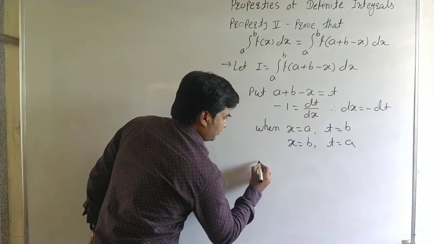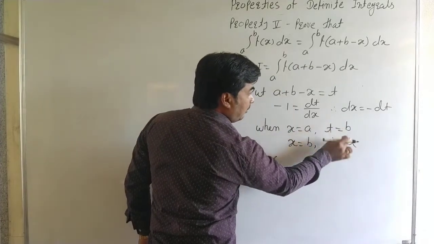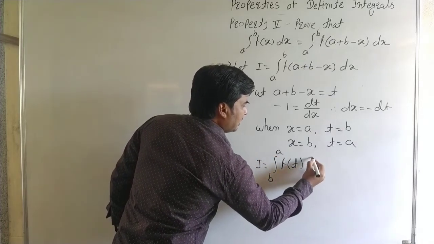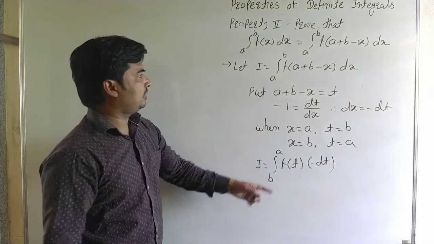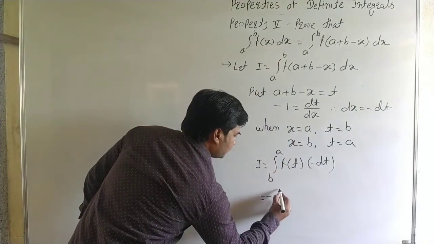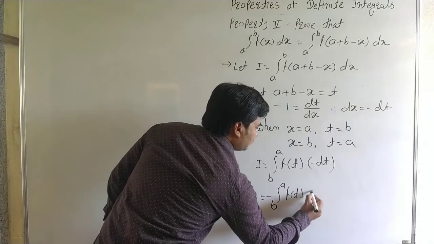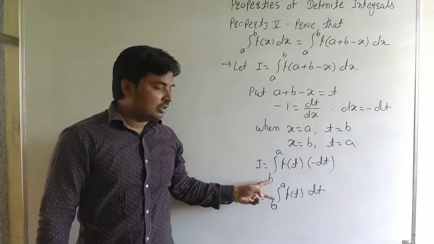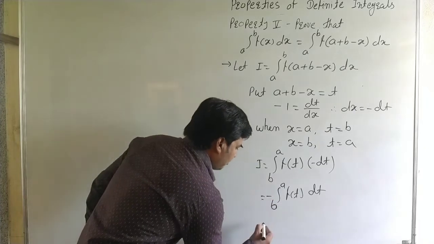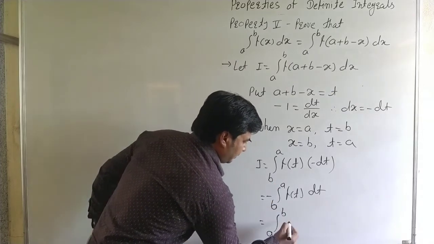Now our integral is replaced by b to a, f of t, and it is minus dt. It is a new integral. Here we take minus, b to a, f of t dt. And in the last lecture we saw the property, if we interchange the limit, then it changes the sign of the definite integral. Therefore this minus will be cancelled after interchanging the limit. Here b to a, we can write a to b, f of t dt.